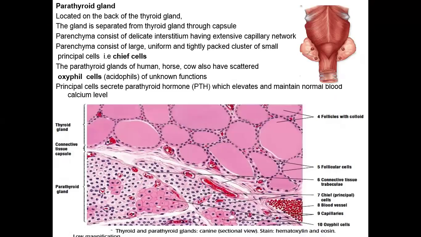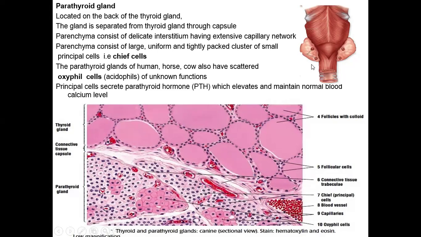In this diagram, you can see anatomically the two dots like this one and this one, and this one and this one. These are the parathyroid glands that are located along with the thyroid glands. Mostly these are encapsulated organs, like the thyroid gland and parathyroid gland.